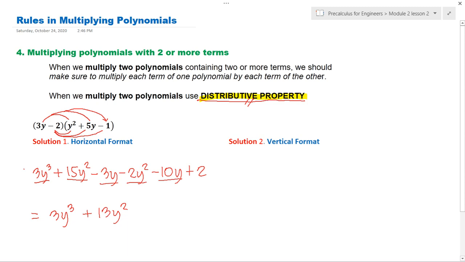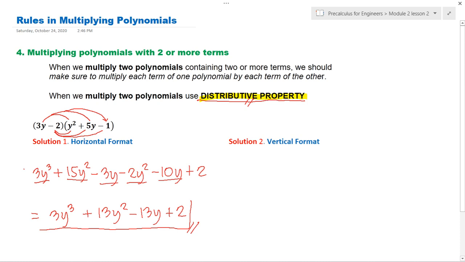So, this is add. Negative 3 plus negative 10. So, we have negative 13y. How about the constant? Since we only have one constant, 2, just write it down directly, plus 2. So, this would be our final answer in multiplying polynomials with 2 or more terms.